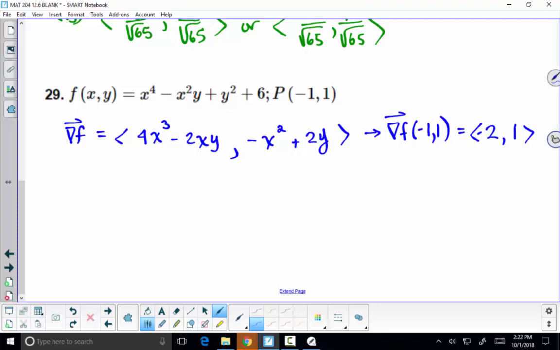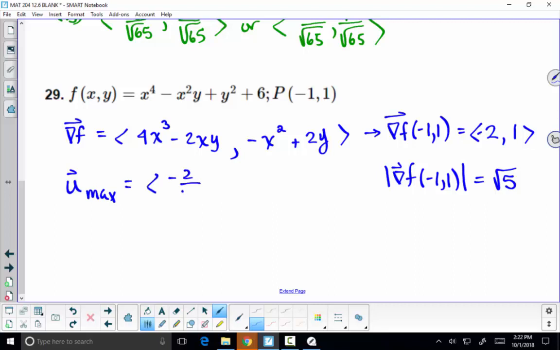Okay, so the length of the gradient vector at this particular point is going to be square root of 5. That tells us that the maximum rate of change is root 5, and it's in the direction of the gradient. So the unit vector that points in the direction of maximum increase is going to be -2 over root 5, comma 1 over root 5.